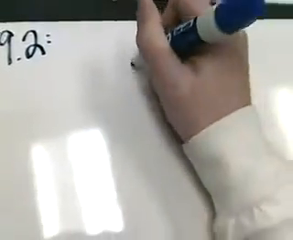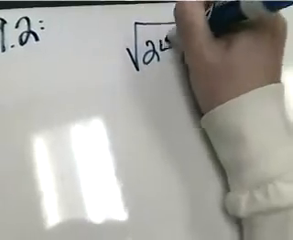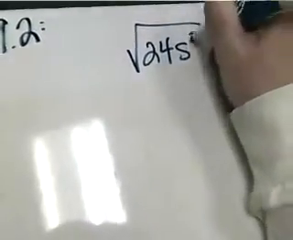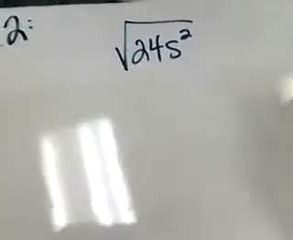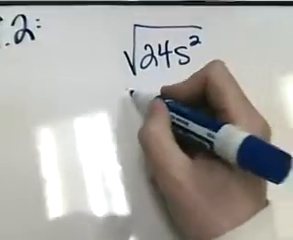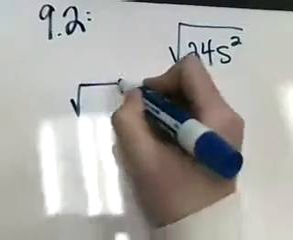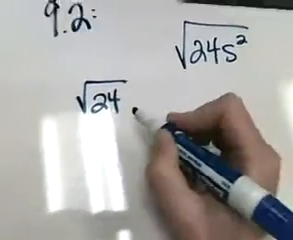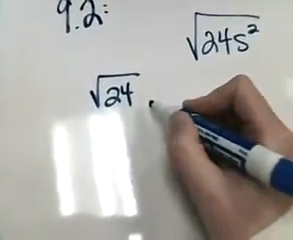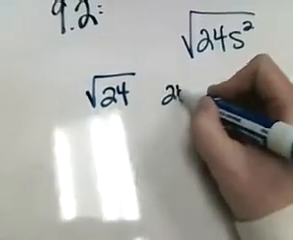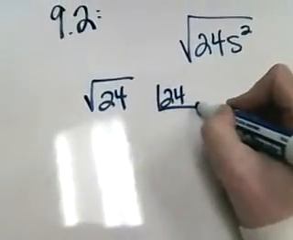Example 2 gives me the square root of 24s squared. So now we've got a variable involved, but let's take care of the square root of 24 first. And again, I'm going to show it both ways. On the left-hand side, I'm going to show tree method. Put that 24 in your box.